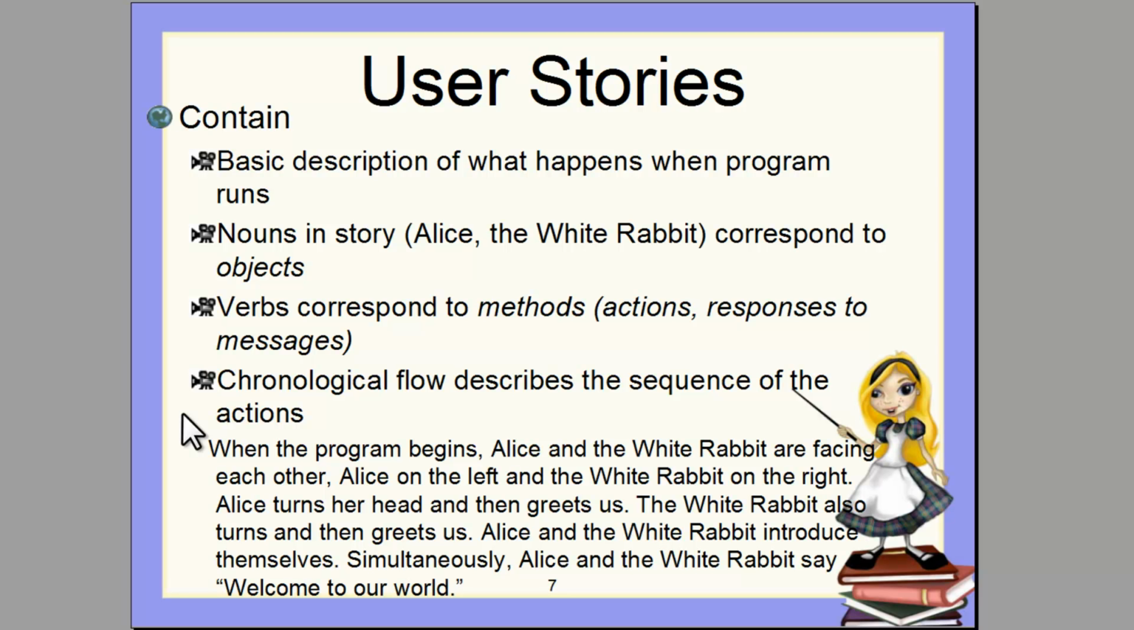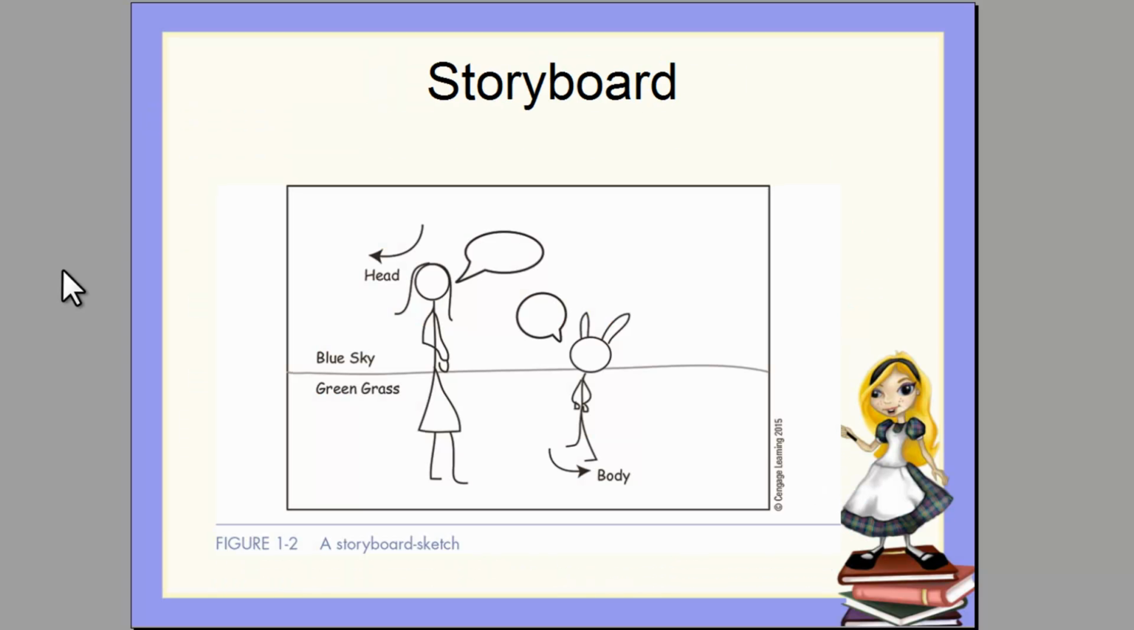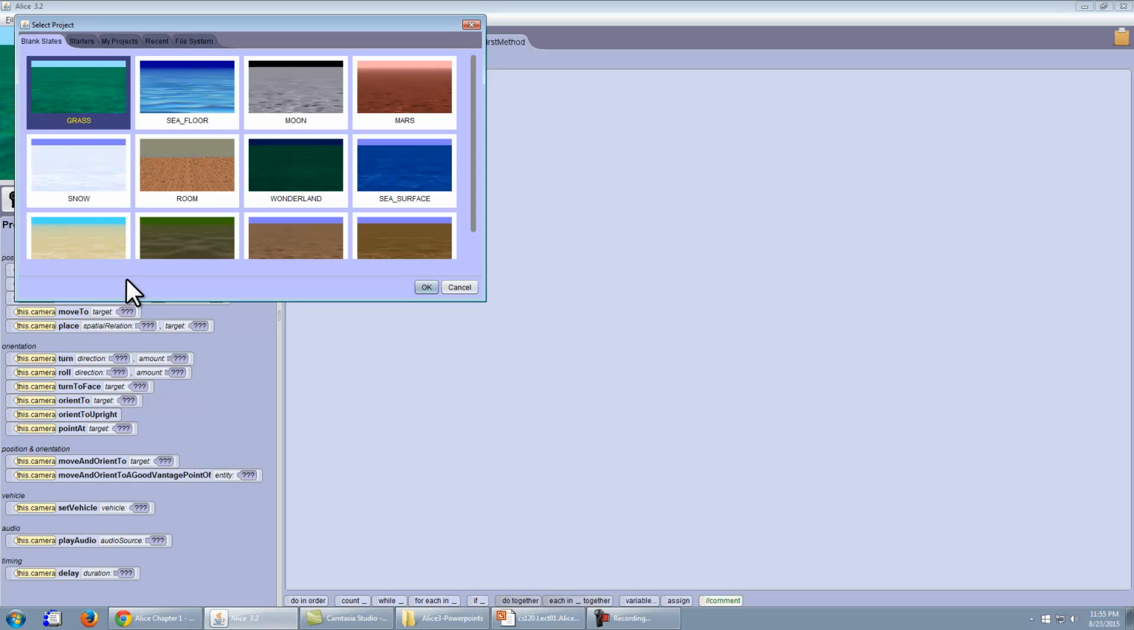When the program begins, Alice and the White Rabbit are facing each other, Alice on the left and the White Rabbit on the right. This storyboard sketch shows us how we want to place our characters. We'll recreate this in Alice. To start a new world, we'll select the grass world from the blank slates category and select OK.